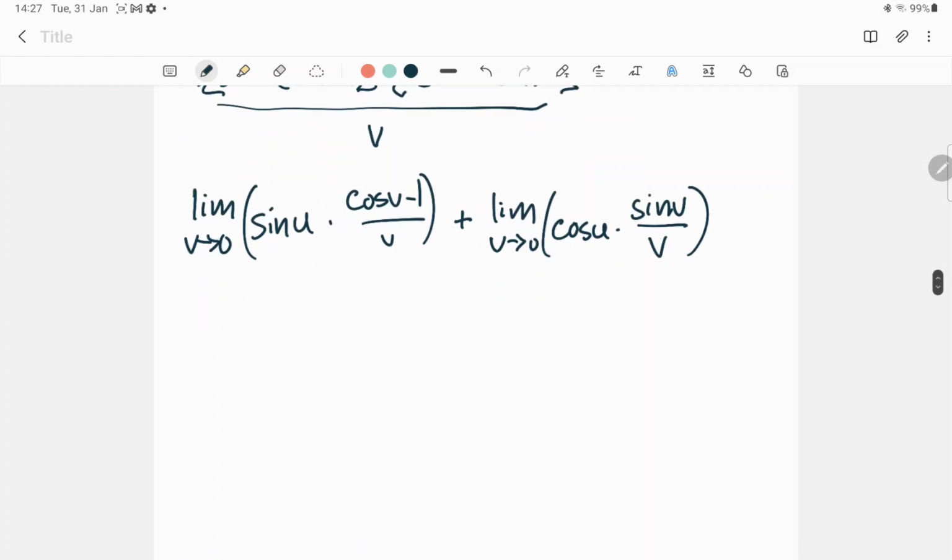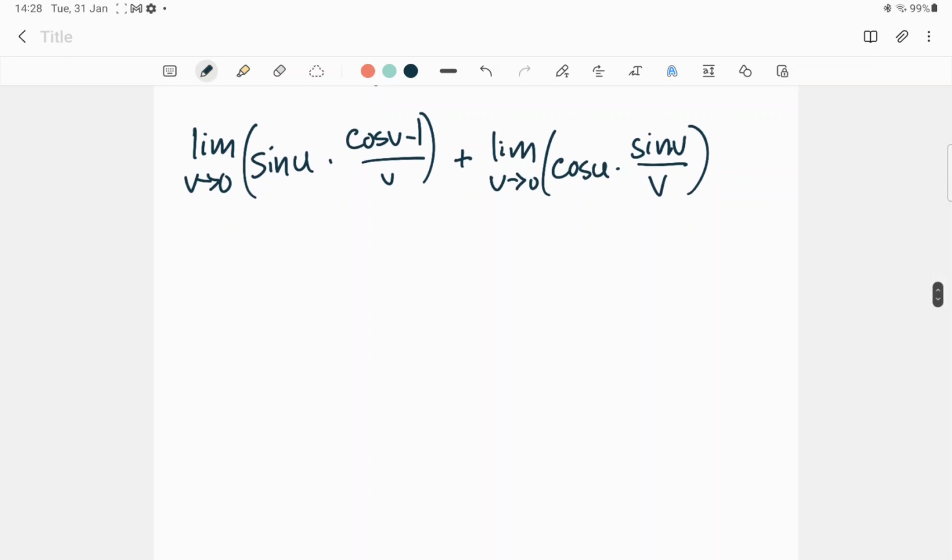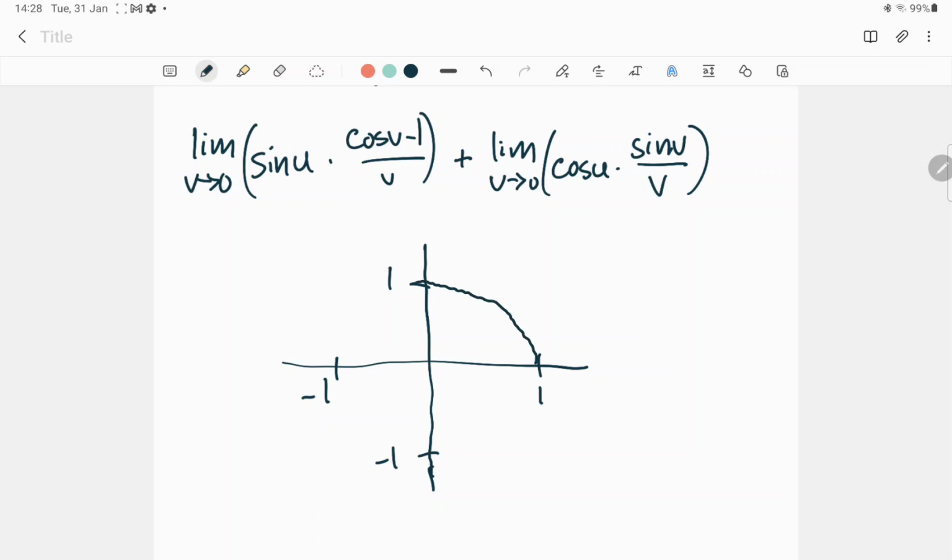Okay, and now you might ask yourself, well, cosine of v, and v goes to 0. So we get cosine of 0. So we get an angle that is equal to 0. What value does that give us? So to understand this, we have to look at something called a unit circle, which is trivial in trigonometry. So this quick sketch will do it.